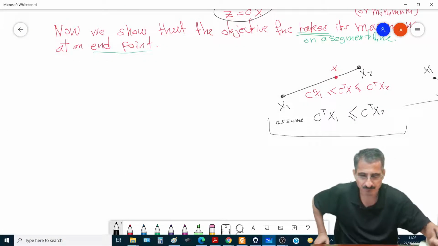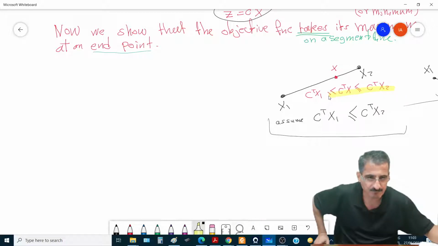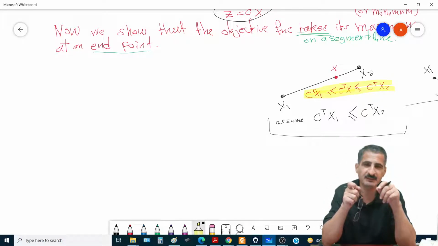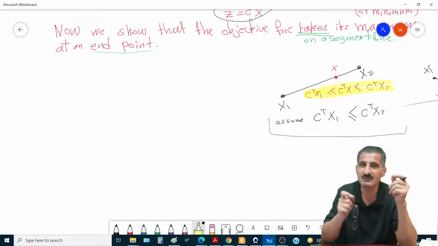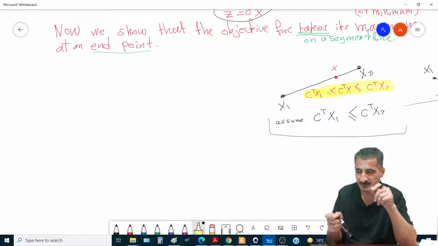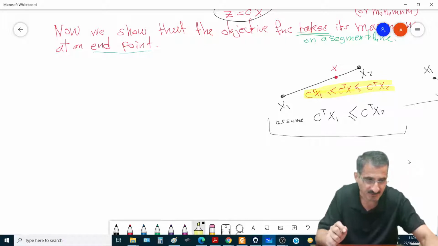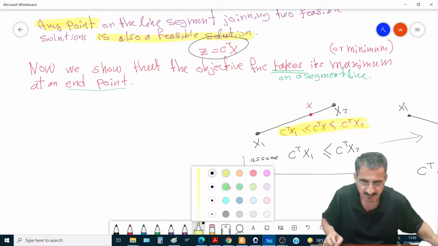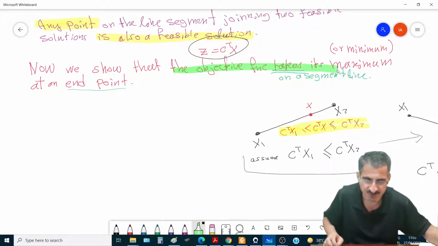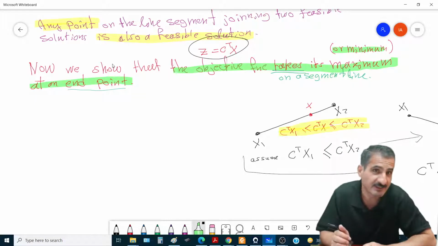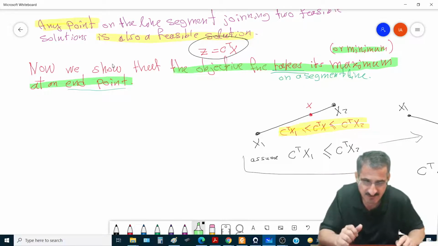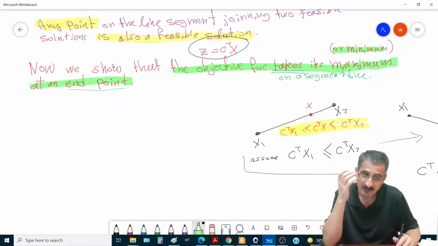Okay, so now this is what we are claiming. The value of the objective function at any point on the line segment will be between the values of the objective function at the endpoints. This is what we are claiming, and that proves what I wrote here. Now we show that the objective function takes its minimum or maximum at an endpoint. So the minimum and maximum will not be in the middle, right? Because the minimum and maximum happen at endpoints. This is what I have highlighted in yellow, and we want to prove it. Let us prove it.